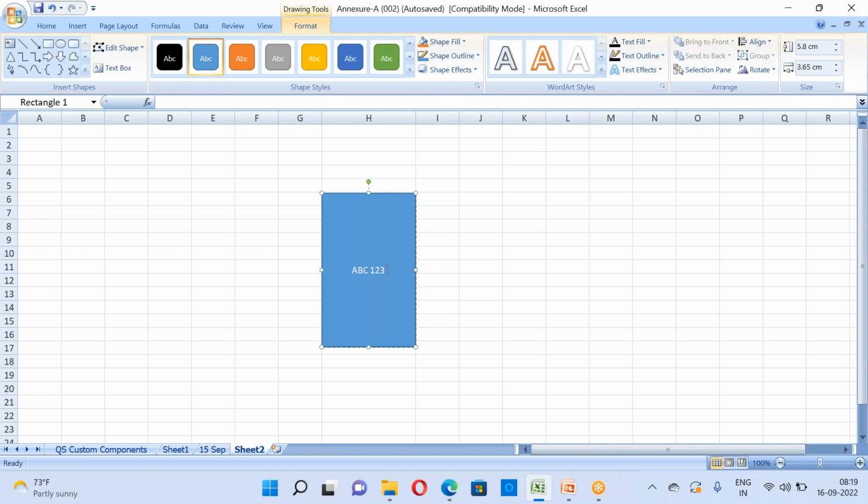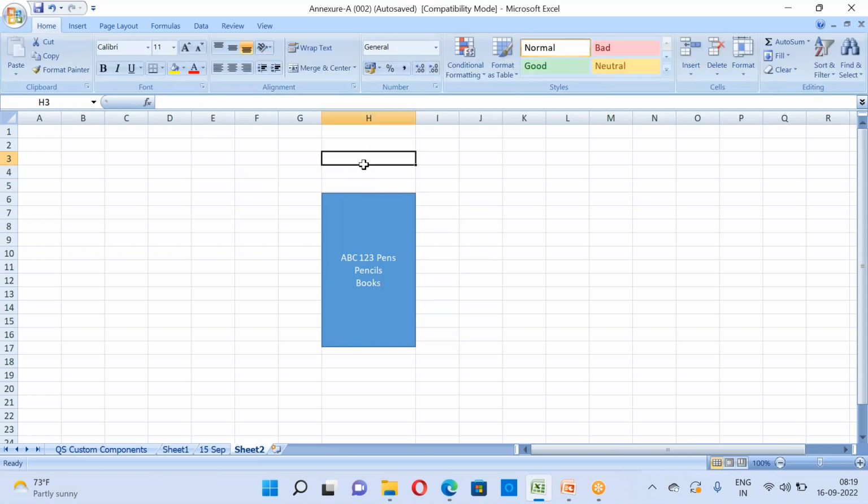So assume that you are in a small organization where you manufacture pens and pencils, okay, and also you sell books, but you acquire them from other vendors in the market. Okay. So this is your organization.